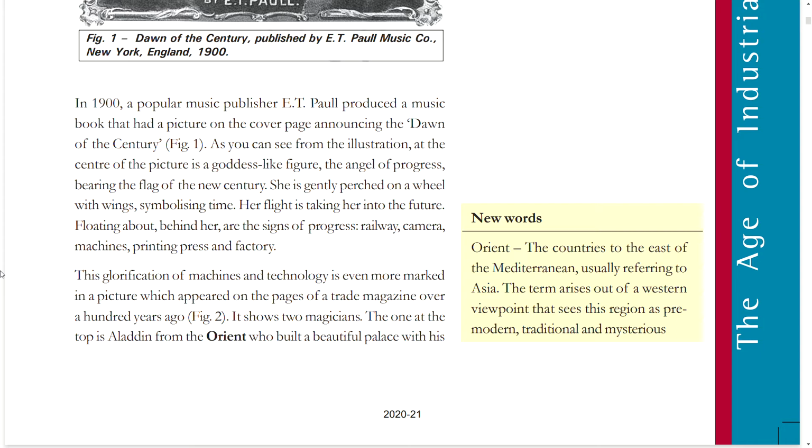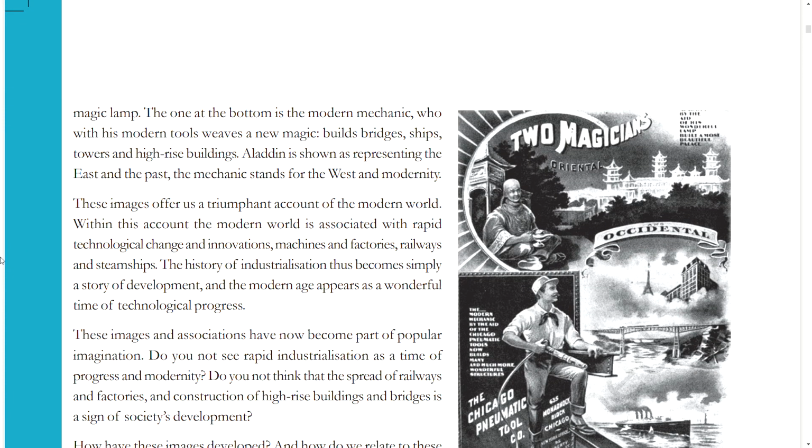This glorification of machines and technology is even more marked in a picture which appeared on the pages of a trade magazine over 100 years ago. It shows two magicians. The one at the top is Aladdin from the Orient, who built a beautiful palace with his magic lamp. The one at the bottom is the modern mechanic, who with his modern tools weaves a new magic, builds bridges, ships, towers, and high-rise buildings.